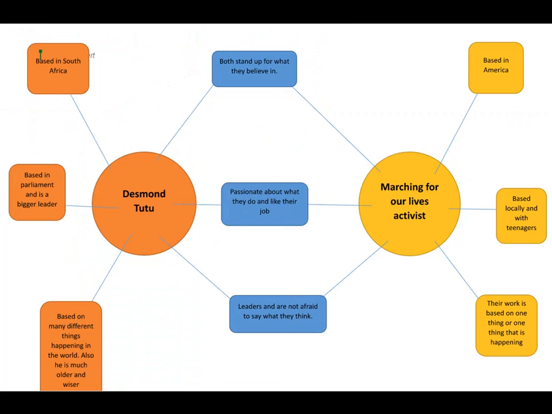So in the double bubble map, in the 2 bubbles, you put the 2 things that you are comparing, in this case Desmond Tutu and Marching for Our Lives activist. And then between them, you put all the things that are similar. And on the outside, you put all the things that are different. And that gives you a solid base, for example, for writing an essay.